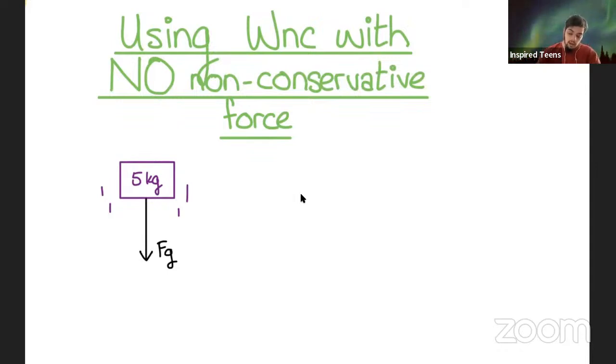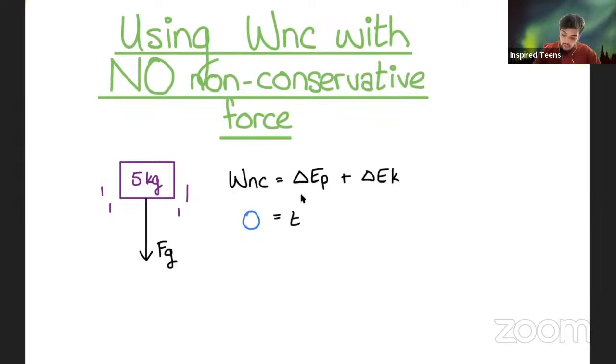So in this case, how could you use WNC? WNC is equal to delta EP plus delta EK. The work by the non-conservative forces is equal to the change in potential energy plus the change in kinetic energy. All you can simply do then is equate this to 0. Since there are no non-conservative forces, the change in potential energy plus the change in kinetic energy should equal 0. So you can even use this formula when you don't have any non-conservative forces. You just equate it to 0.